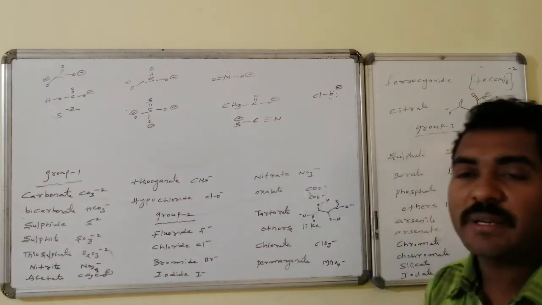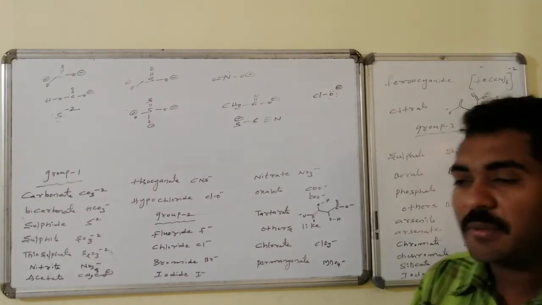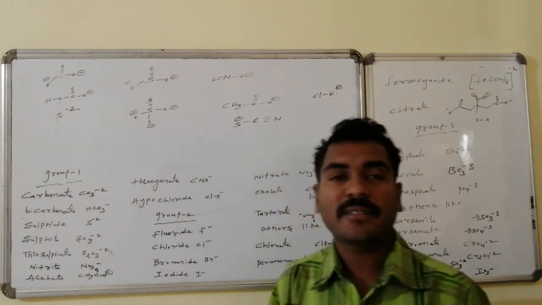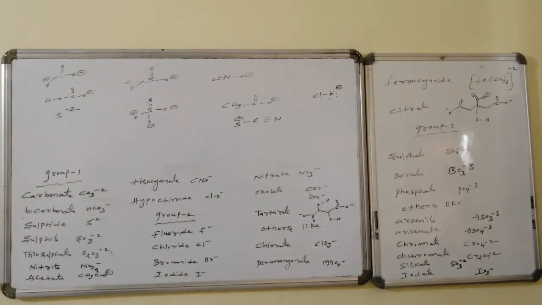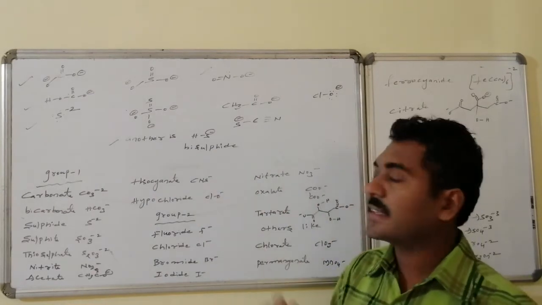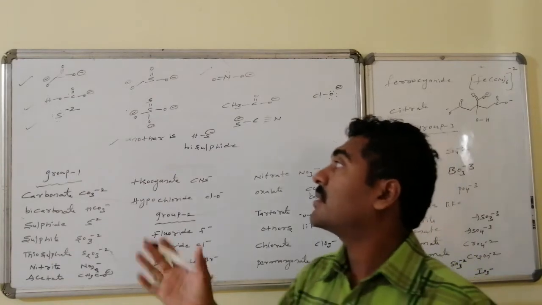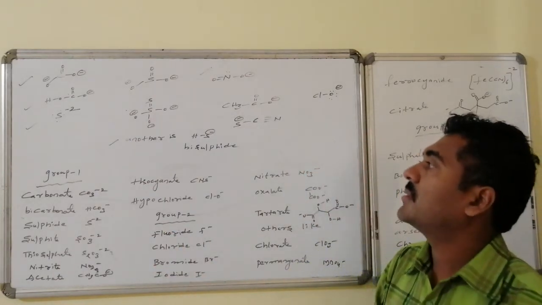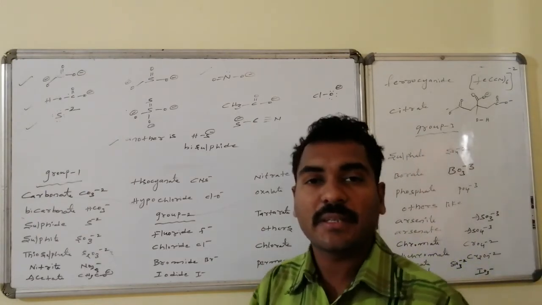Nitrite structure, NO2-, acetate, followed by thiocyanate as well as hypochlorite. These are the structures related to the anions present in group 1. Another important radical of the first A group is bisulfide. The structure is SH-. Out of these, the regularly tested ones are carbonate, bicarbonate, sulfide, followed by bisulfide, and nitrite is very important under the first A group anions.